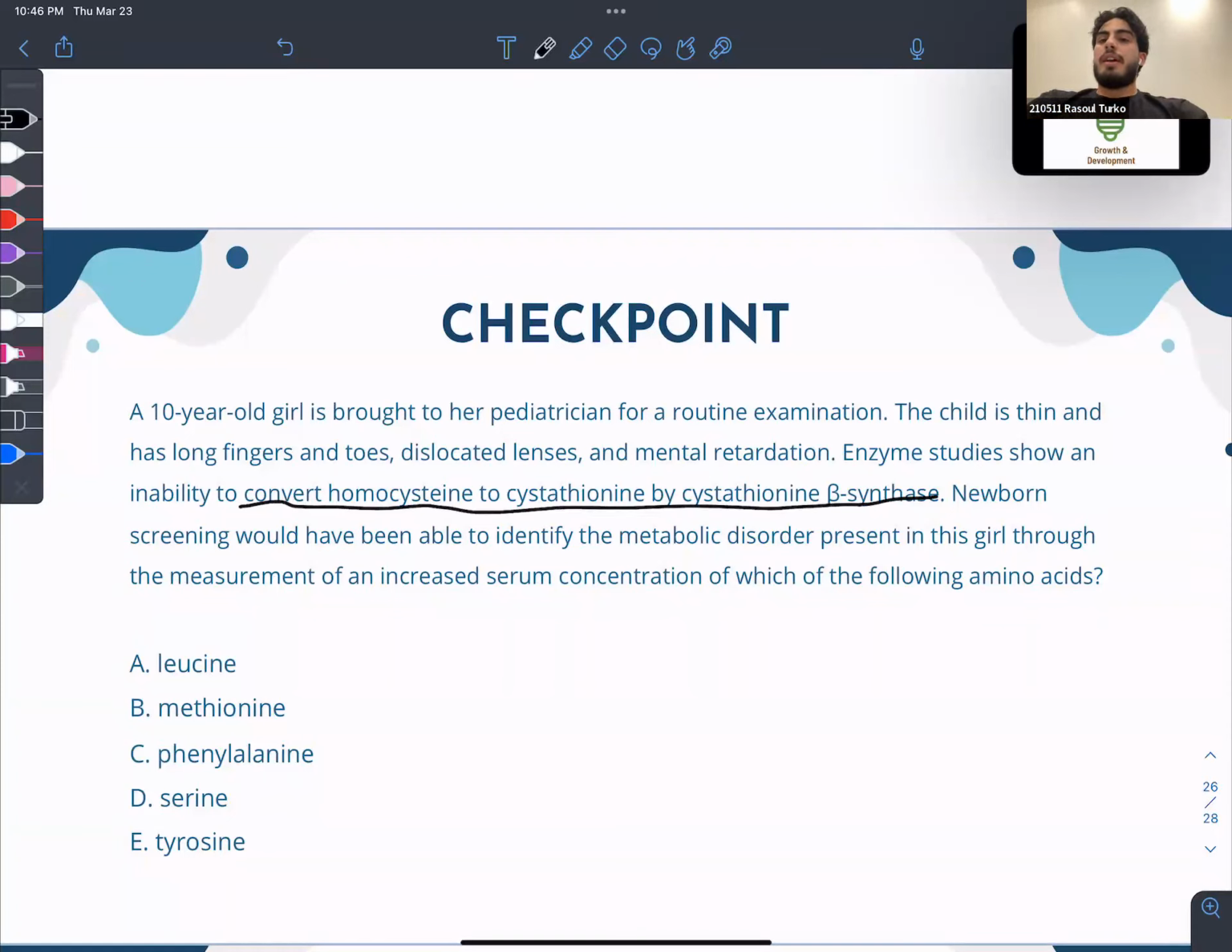Okay, so we cannot convert homocysteine to cysteine. Okay, and what is the reason for that? There's an increased concentration of something. Someone said B. So B is the correct answer. So it's pretty straightforward because we said methionine gives you homocysteine. So when we cannot go to cysteine, that means we have a lot of methionine. Okay, that is exactly why. So it's in the pathway up there.